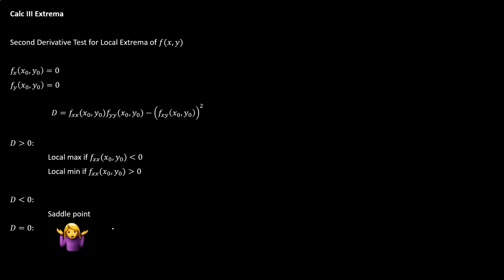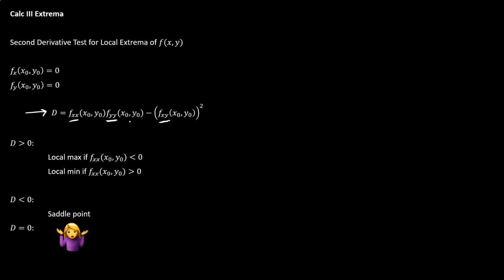So now if we wanted to test these critical points in Calc 3, rather than picking between the first derivative test or the second derivative test, we have a new test. It's also called the second derivative test, and it still requires both of your partial derivatives to be equal to 0. But this new part, you're going to calculate a discriminant. It uses second order derivatives. So we have the second order with respect to x, second order with respect to y, and the second order mixed partial.